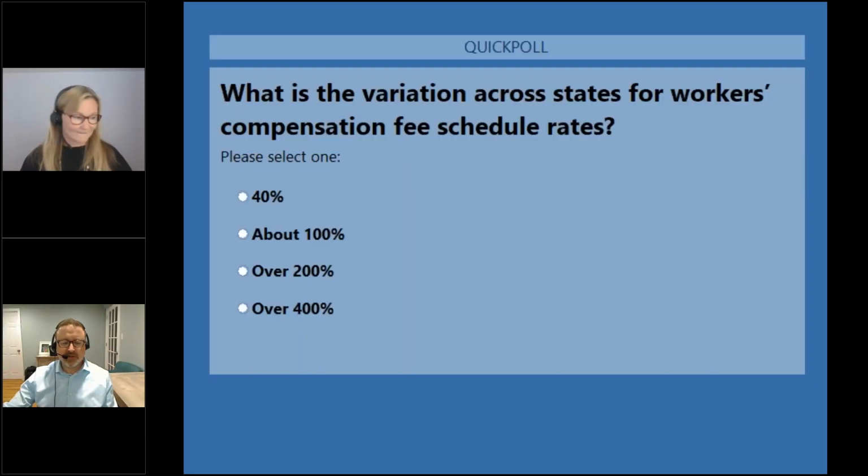Okay, Olesya, the poll is up. Our question today is, what is the variation across states for workers' compensation fee schedule rates? Again, we're looking for the variation between the highest and lowest state. Is it 40%? Is it about 100%, over 200%, or over 400%? If you will take the time, we'll give you about 10 more seconds to complete that, and then we'll share the results with you.